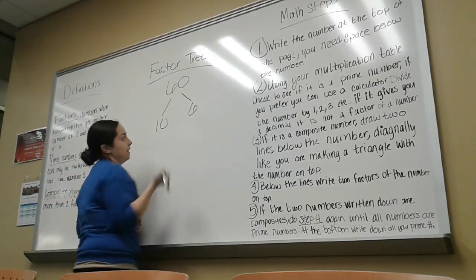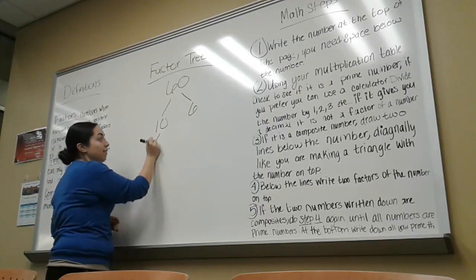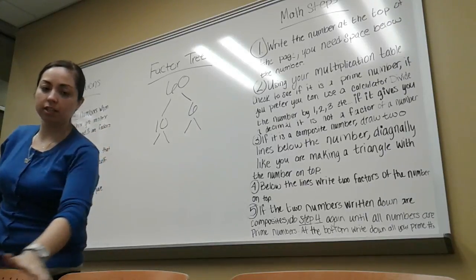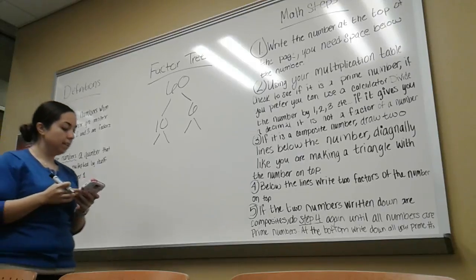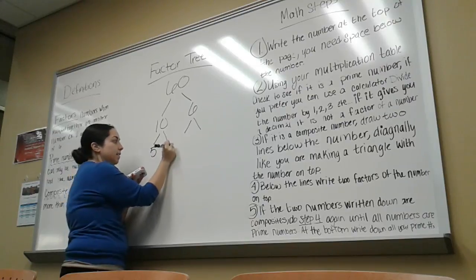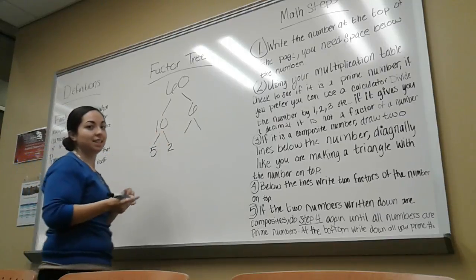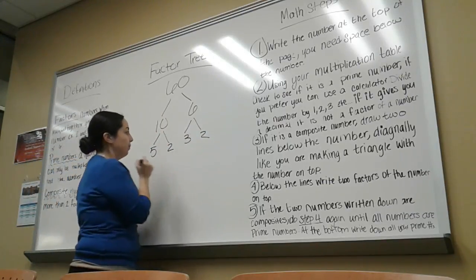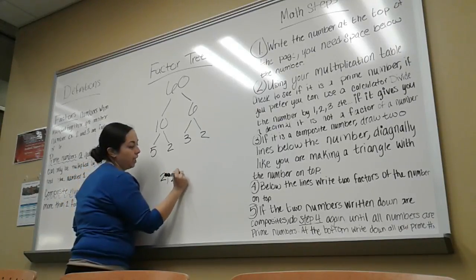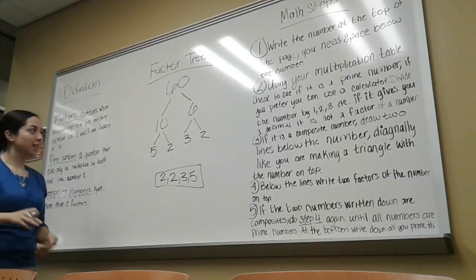I'm going to write down here 6. Now these two are composite numbers, so we're going to find the factors of these. We can use our calculator or our multiplication tables. 10 divided by 2 is 5 and 2. And we just did the number 6. Do you remember the two factors of 6? That's right, it's 3 and 2. So we write down our answers here: 2, 2, 3, and 5. That would be our answer for our factor tree.